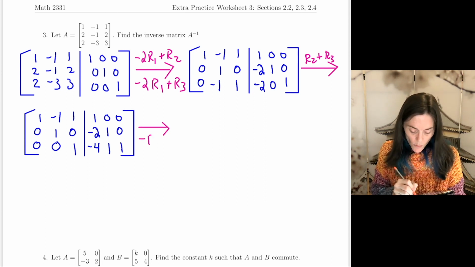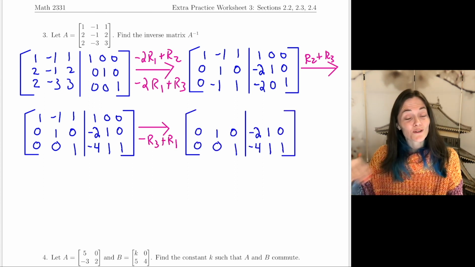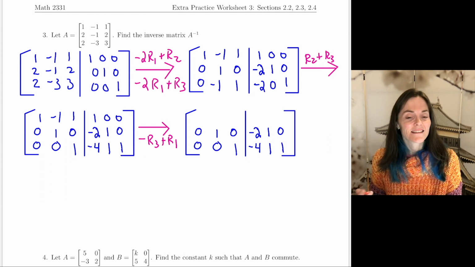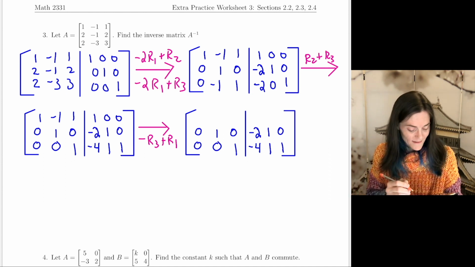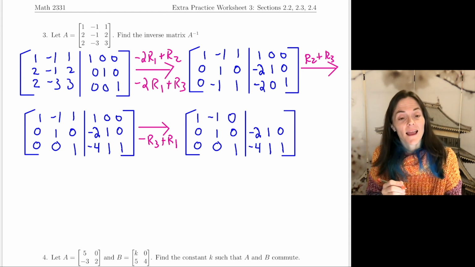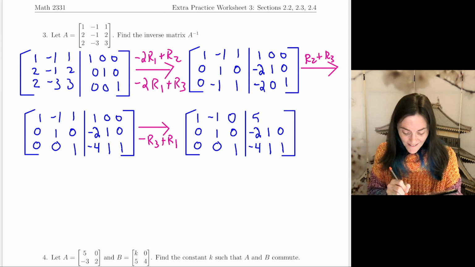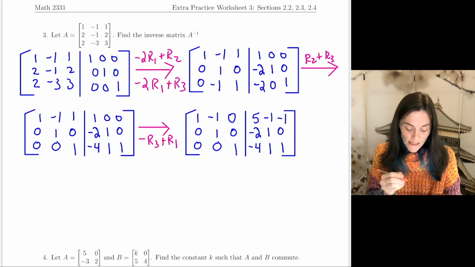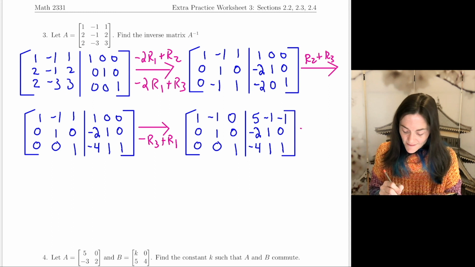Let's take -row 3, add it to row 1. Row 2, row 3, these are not changing in this step. Well, I get 1, -1, 0, and then I get 1 plus 4. I get 0 minus 1 and 0 minus 1. So you notice I have 1 more step here.